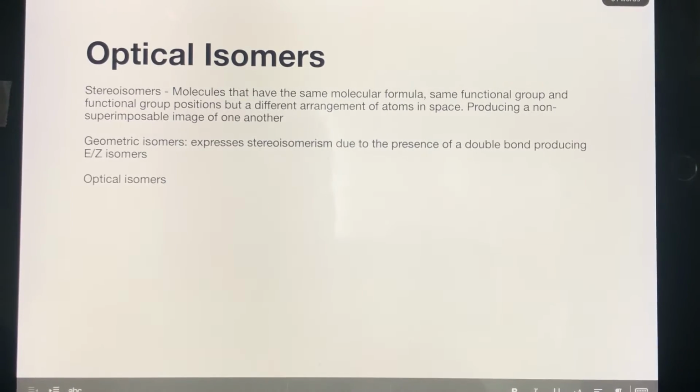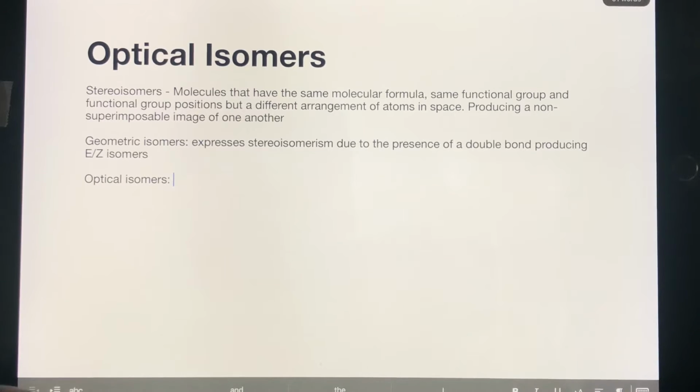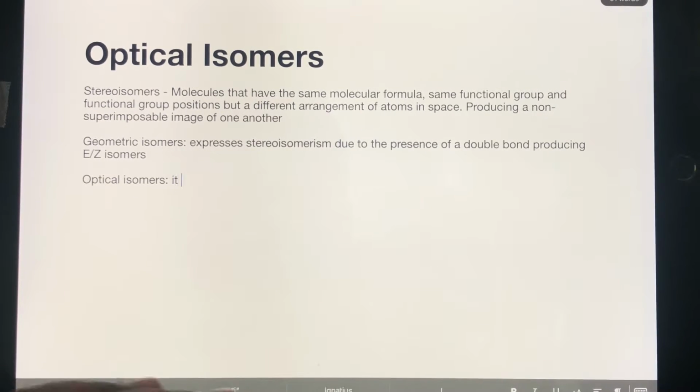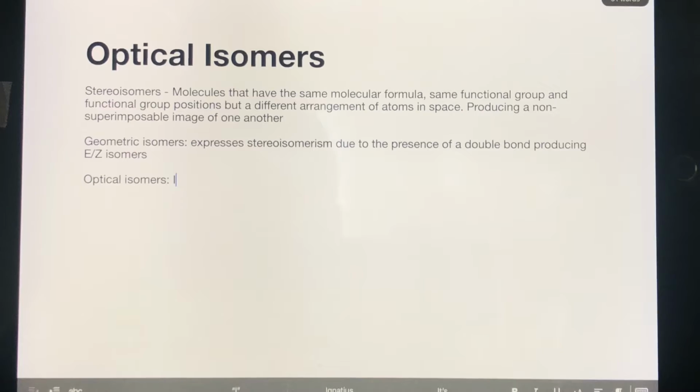Optical isomers is something different, so we're going to get onto that today. It produces two what we call optically different isomers. That's due to something called the chiral center. I'll explain what it is just in a second.